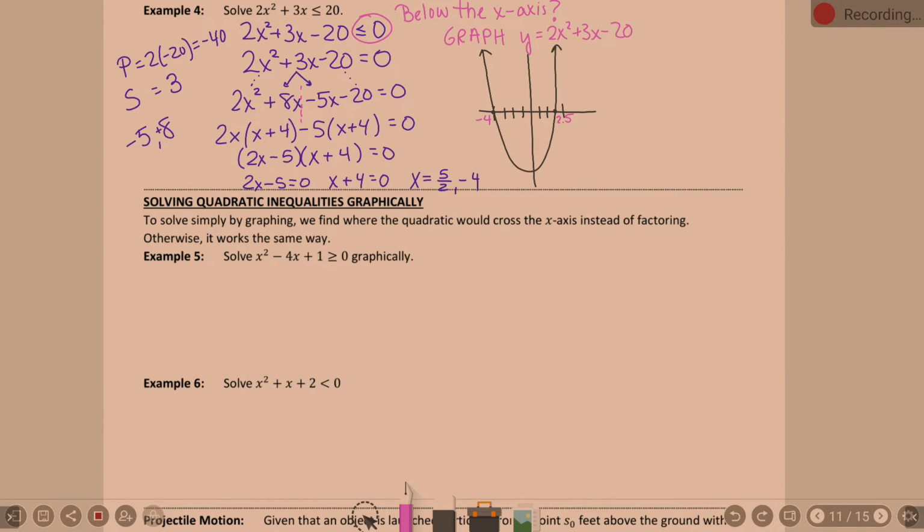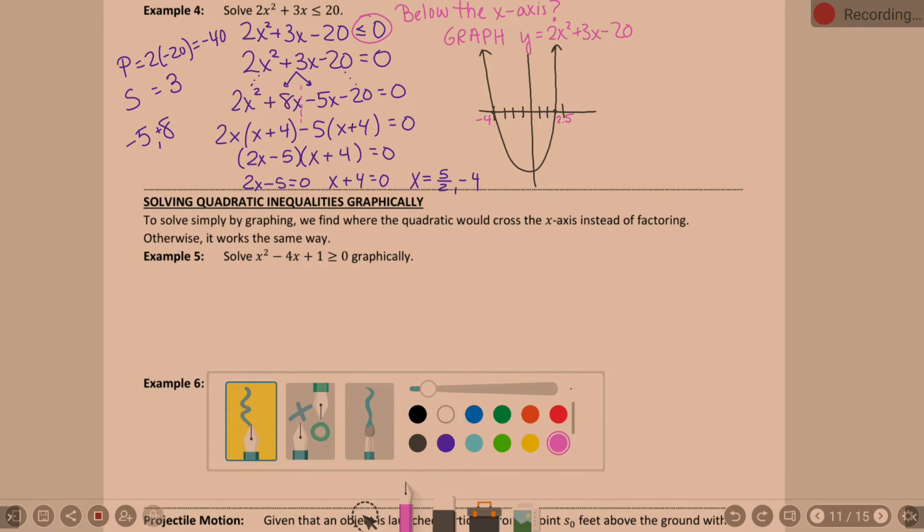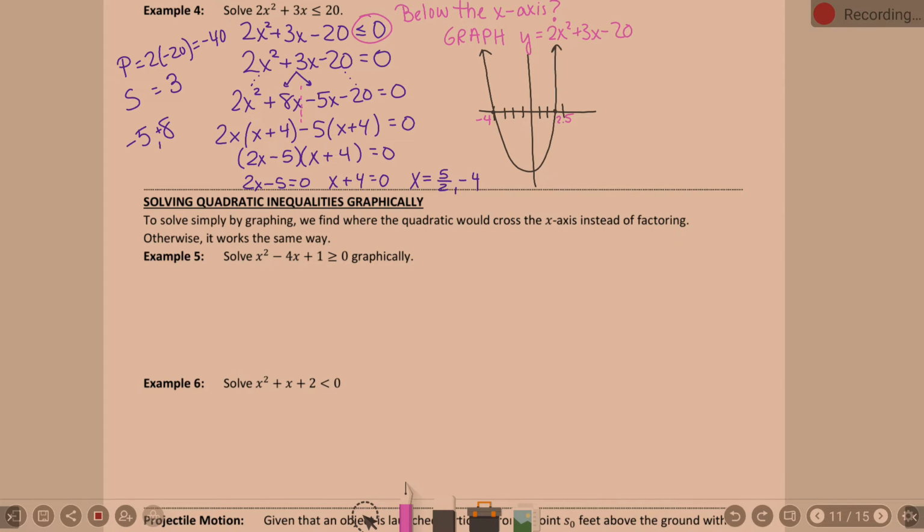What are your thoughts here? -4, positive infinity, negative infinity, 2.5. Say that again. I'm trying to think about something here. Because -4, you start at -4 and you're going right, but down, so positive infinity?